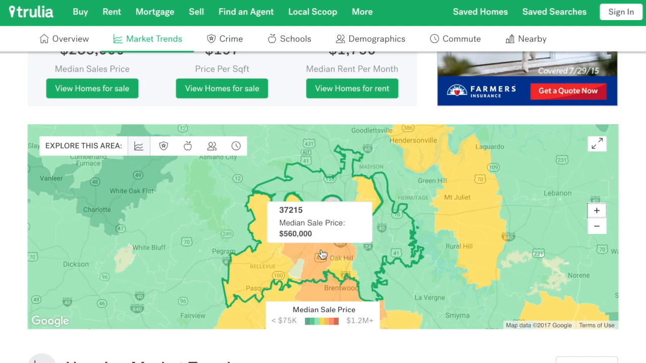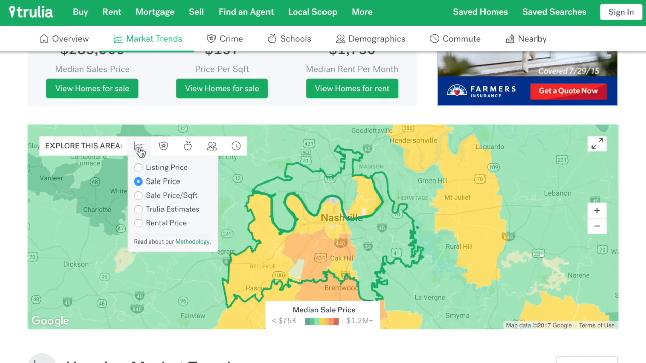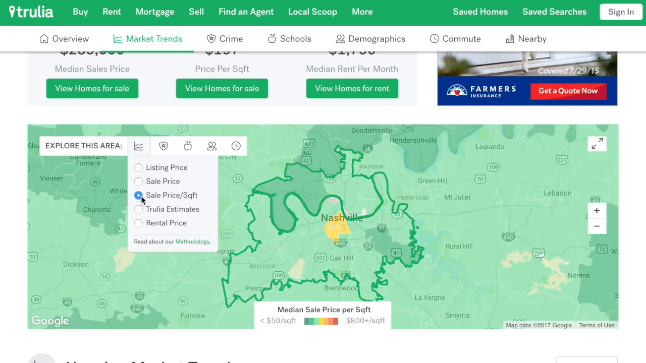So really anywhere here in the orange is going to be up there in the high numbers, because according to our heat map here, that's how it works. If I click on this, that's looking at the sale price. If I look at sale price per square foot, then it's going to give me the zip code and the price per square foot. So in 37209, it's got a median sale price of 200.